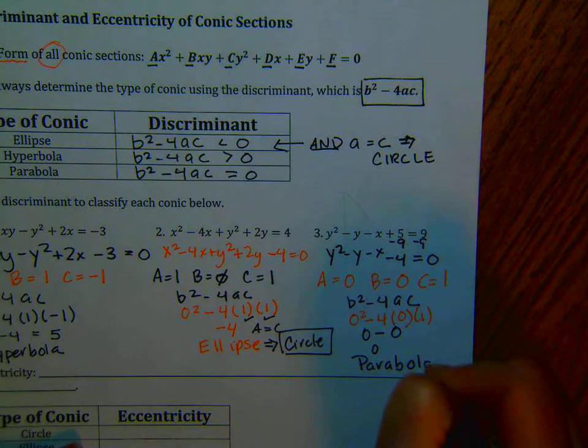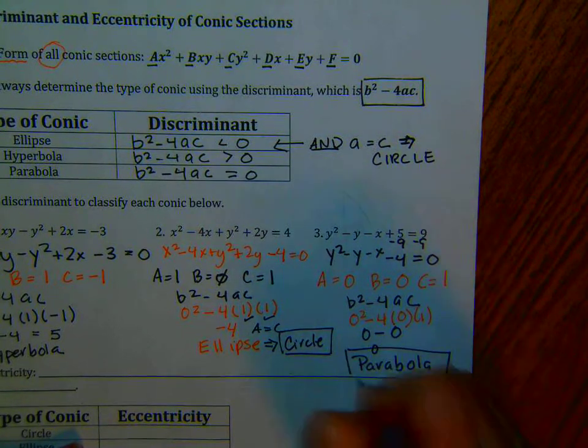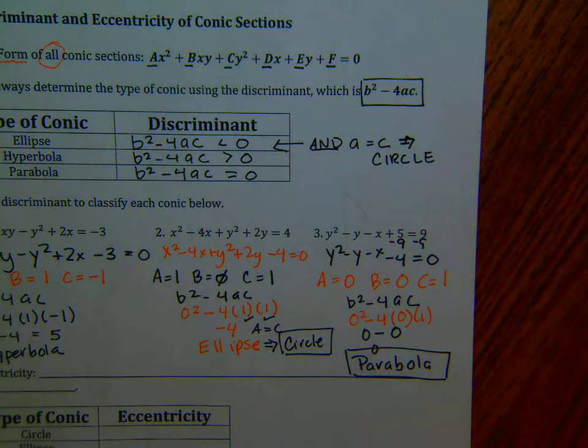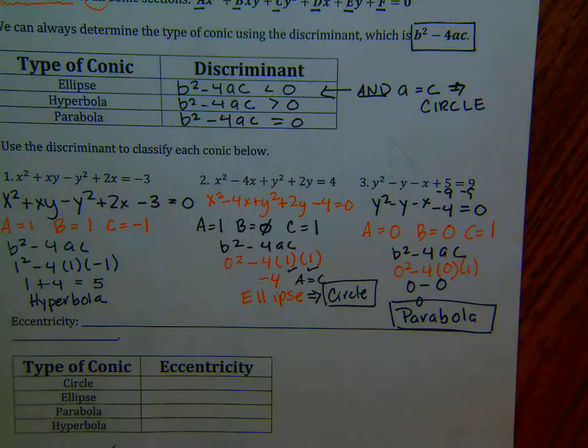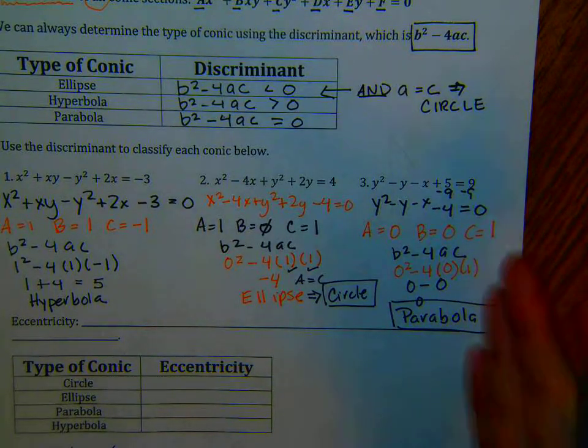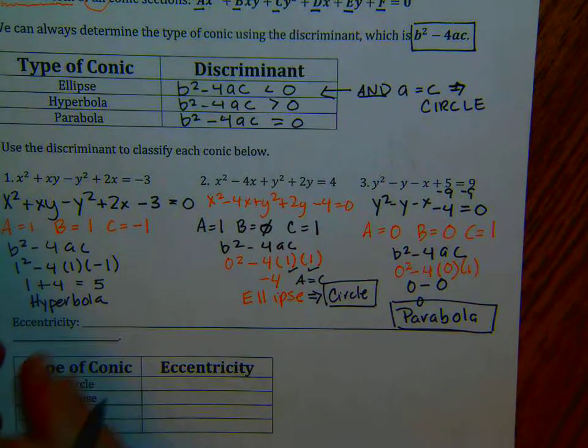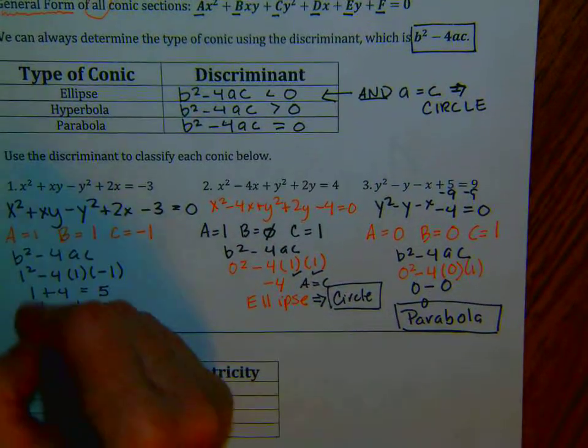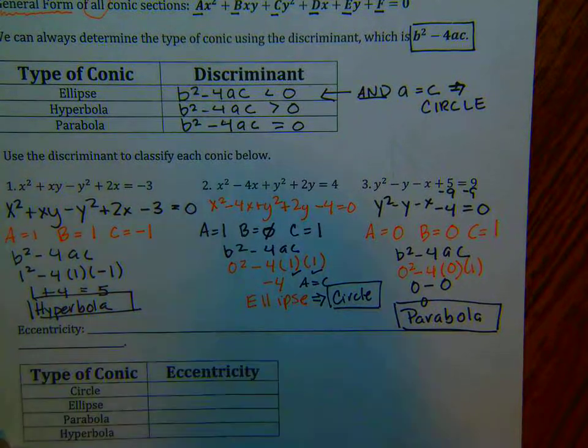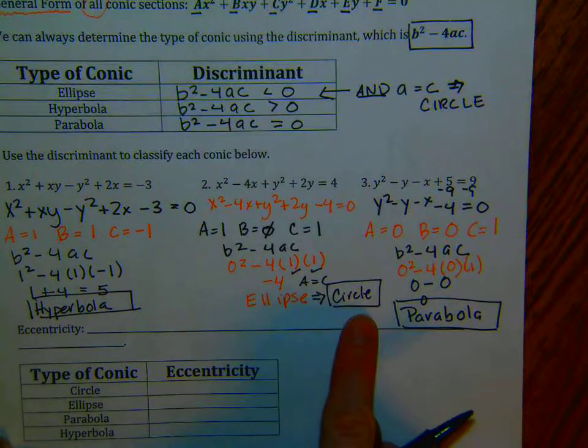And we know that number 3 is going to be a parabola. Okay, so we see how to use the discriminant to classify the conic, and there we have it: a hyperbola, an ellipse, which is a circle, and a parabola. Okay, so let's move on.